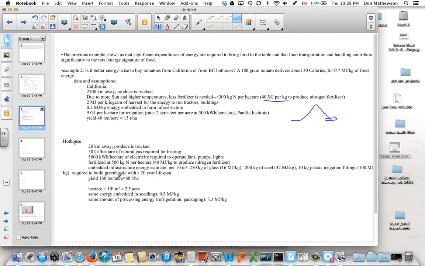You get lots of yield out of a greenhouse on an annual basis just because you get lots of crops. So yields are typically expressed in tons per hectare. A hectare is about 10,000 square meters.